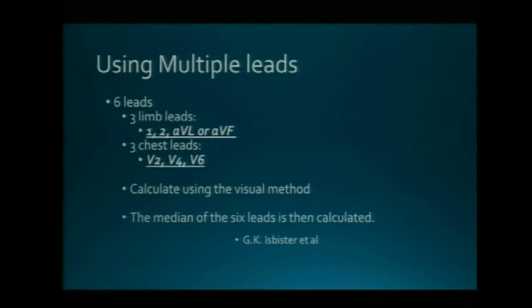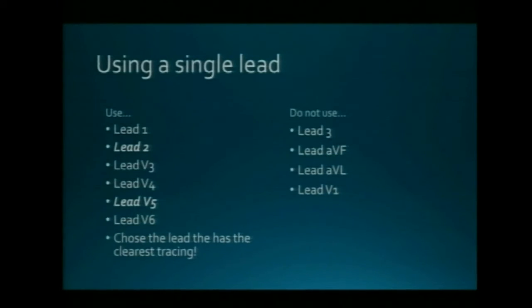So you don't need to correct it, just plot the QT on the nomogram with the heart rate. And if it's below the nomogram, the risk of torsade is not significant. If it's above the nomogram, then you have a significant risk of developing torsade. If you want to use a single lead, it's recommended to use lead 2.